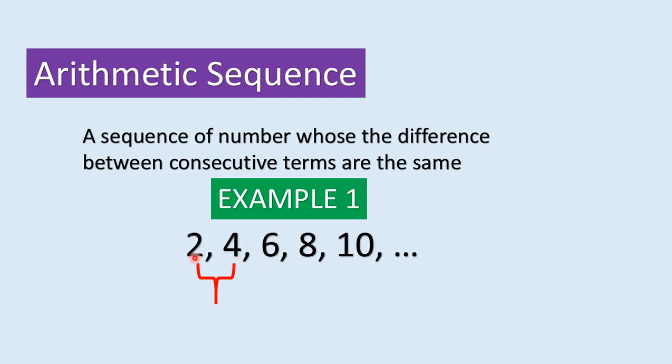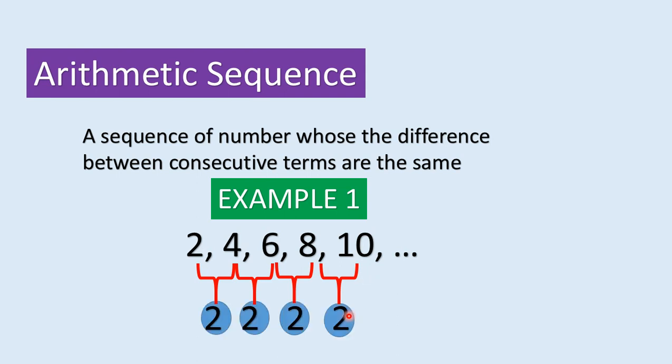Now, 4 minus 2 will give us 2. 6 minus 4 is also 2. 8 minus 6 is 2. And 10 minus 8 is 2. So you'll notice we have the same result for our difference. That means we have a common difference of 2. In this case, this sequence of numbers is an arithmetic sequence.